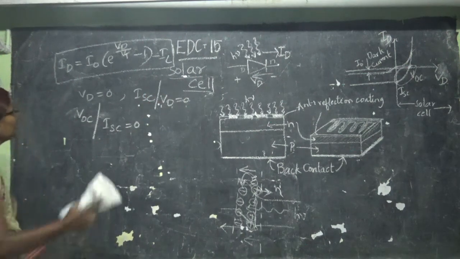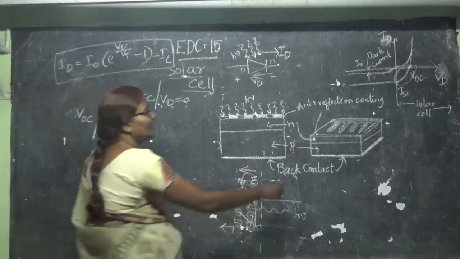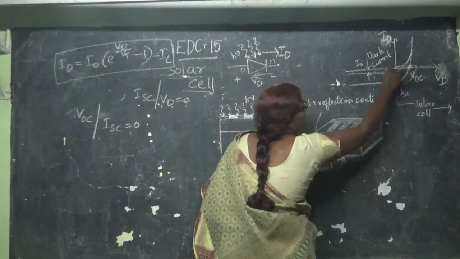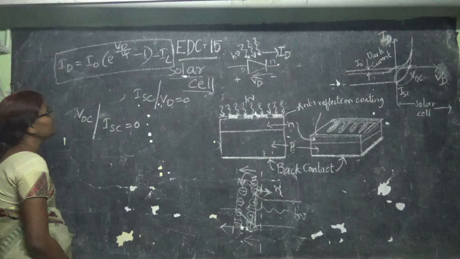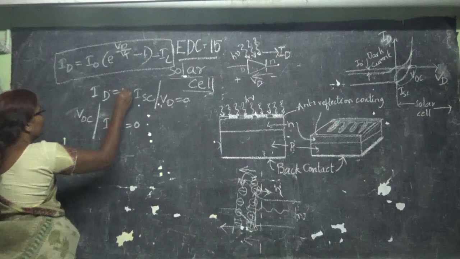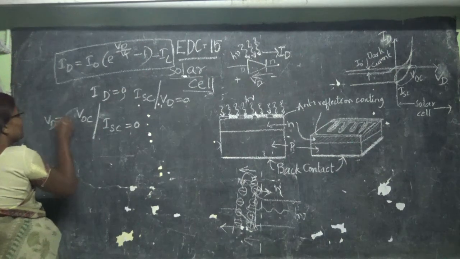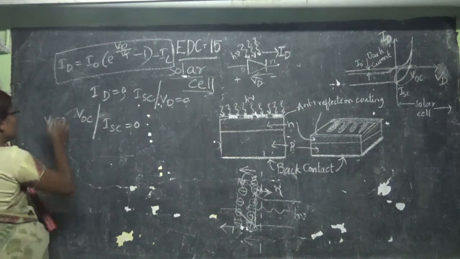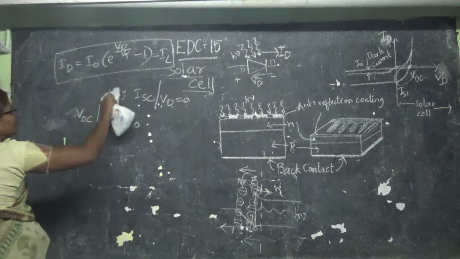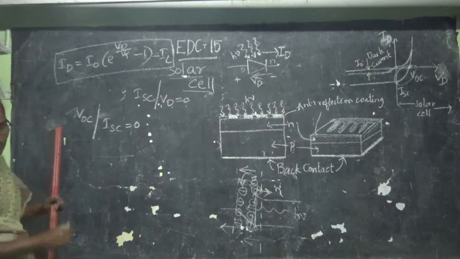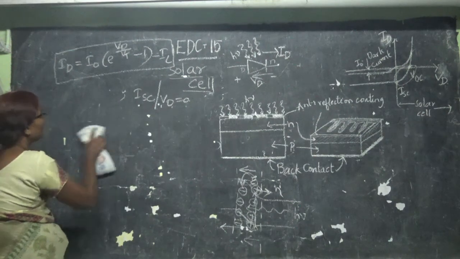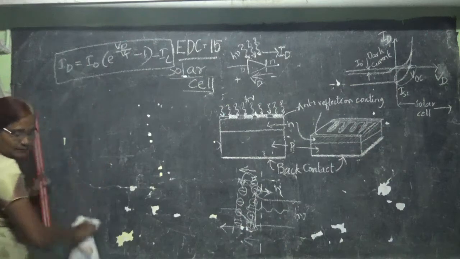అంతే కదా? ఈ పాయింట్ రావాలంటే నేను ఏం చేయాలి? ISC రావాలంటే ఈ లైన్ మీద Vd 0. VOC రావాలంటే ఈ లైన్ మీద I అనేది 0, ID 0. Here to get VOC, sorry, the current ID should be equal to 0. That means diode current should be 0.